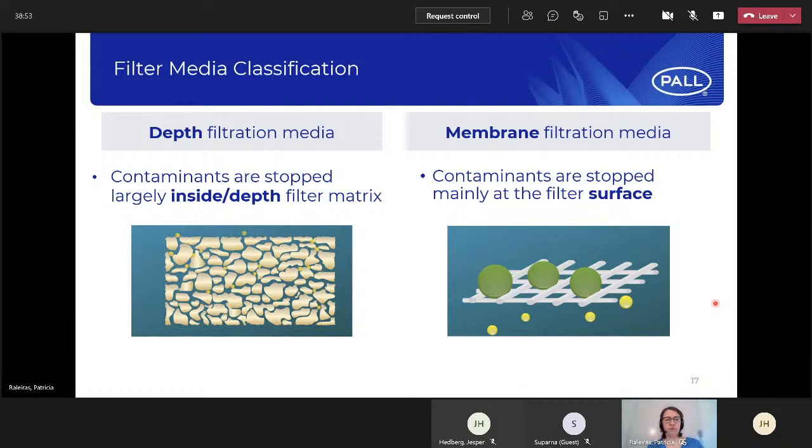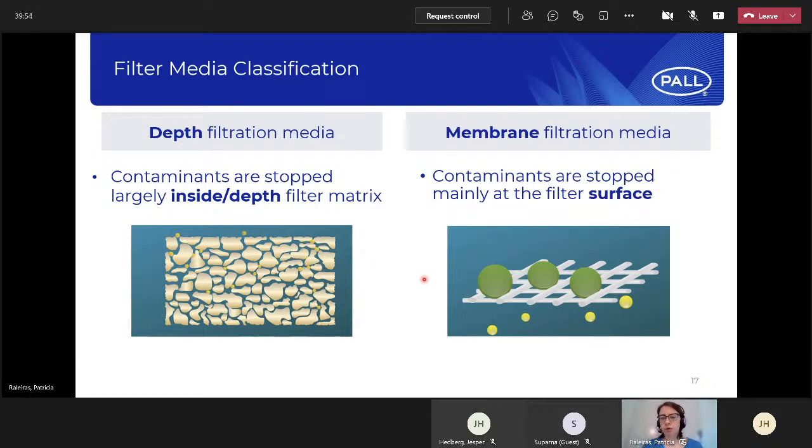We can also classify filters according to the media that they are composed of, and we can make this division: depth filtration media and membrane filtration media. Depth filtration media is a type of media where the contaminants are stopped largely inside, in the depth of the filter matrix. They are typically at least a few millimeters thick, and particles get trapped in this tortuous path, because of the irregular shape of the particles that compose the matrix. So the particles get retained not just because of a size exclusion effect, but also because they are slowed down by this tortuous path. There might also be adsorptive mechanisms. There can be different mechanisms to retain or remove contaminants from a solution, really.